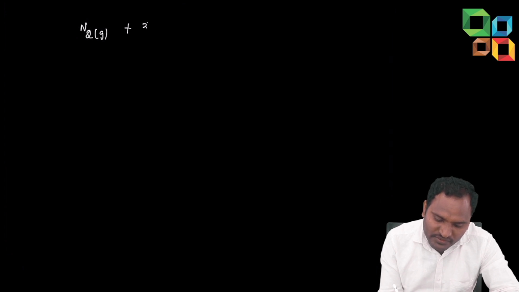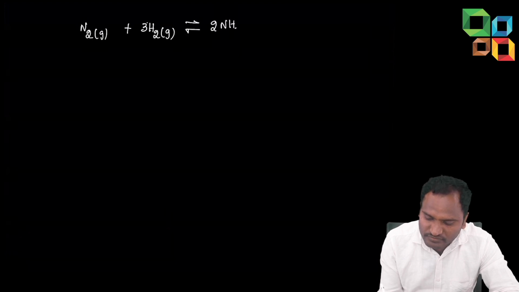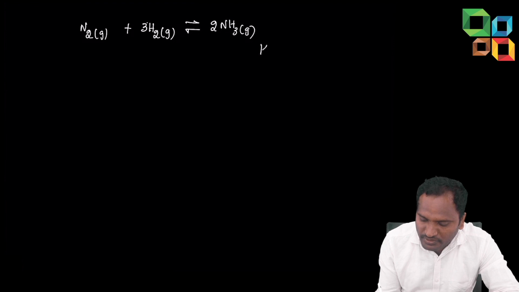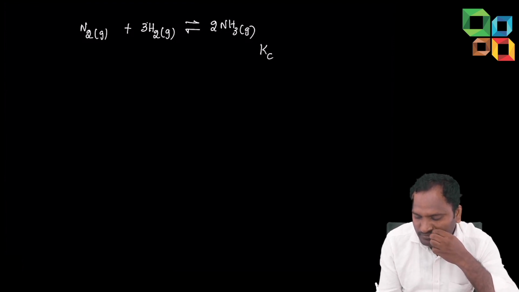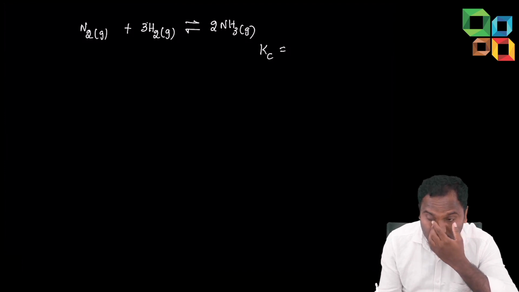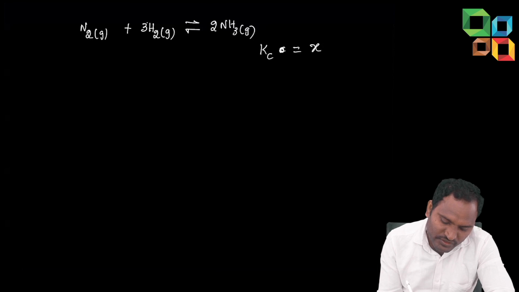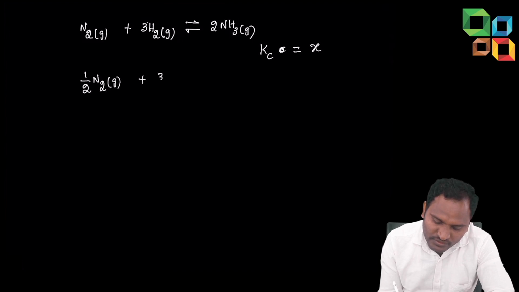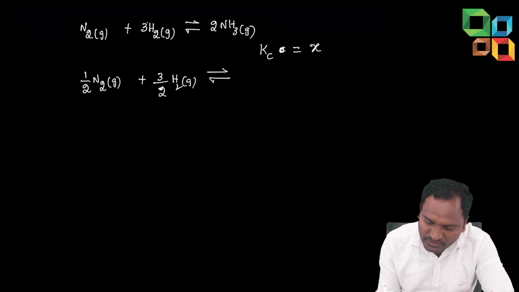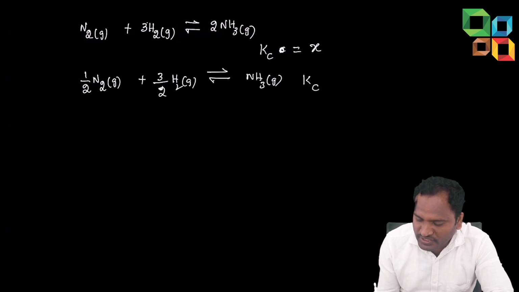N2(g) plus 3H2(g) is in equilibrium with 2NH3(g). Its equilibrium constant Kc is equal to X. Next, half N2(g) plus 3 by 2 H2(g) is in equilibrium with NH3 gas. Tell me, students, Kc dash is equal to?